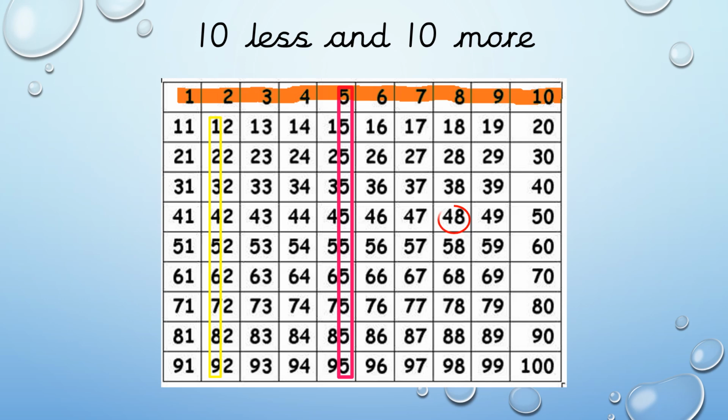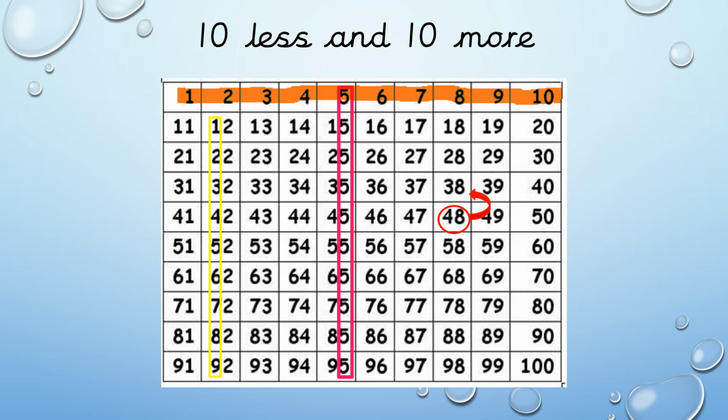Let's look at the number 48. If we want to find 10 less, we don't need to count because we already know that the digit in the 1s column will stay the same, but that the digit in the 10s column will decrease and be worth 10 less. You're right, 10 less than 48 is 38.